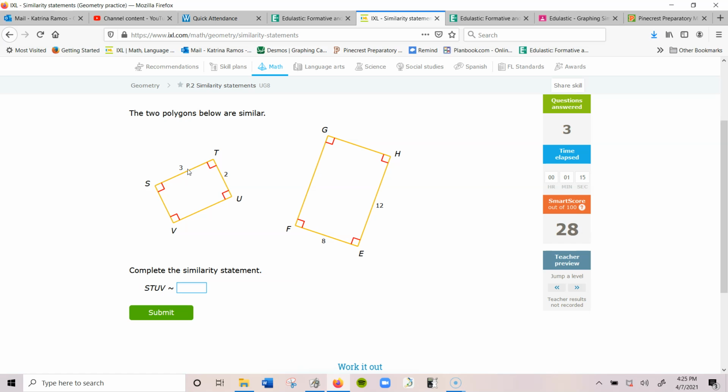Here we have STUV. So it starts with the long side of the rectangle. So we have to start with the long side of the rectangle and then go around. So we can say that STUV is similar to HEFG.